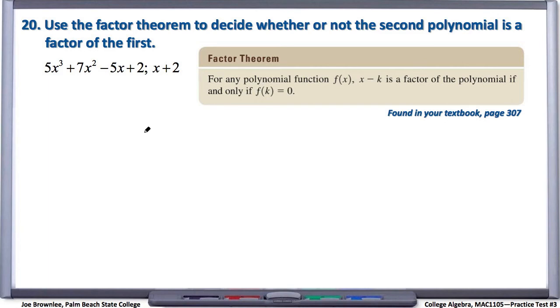Number 20, use the factor theorem to decide whether or not the second polynomial is a factor of the first. We've been given 5x cubed plus 7x squared minus 5x plus 2, and our second polynomial, x plus 2.